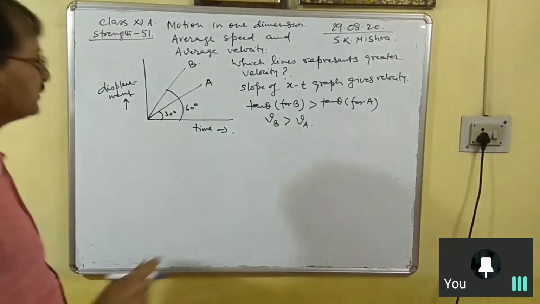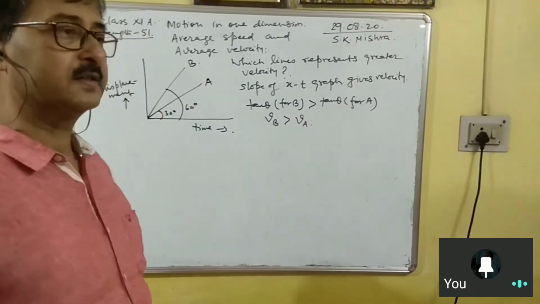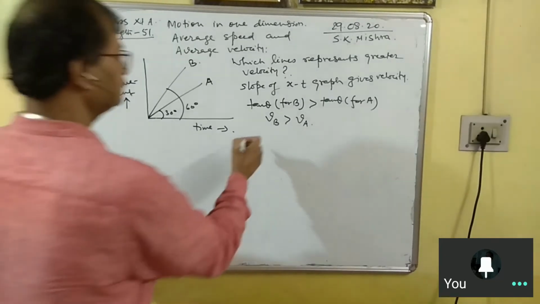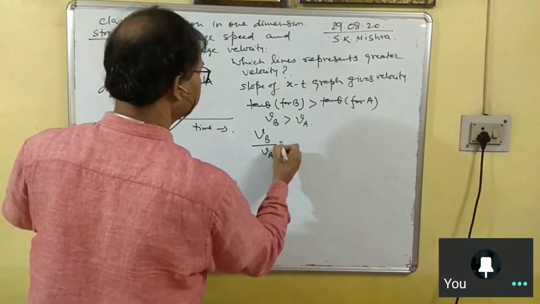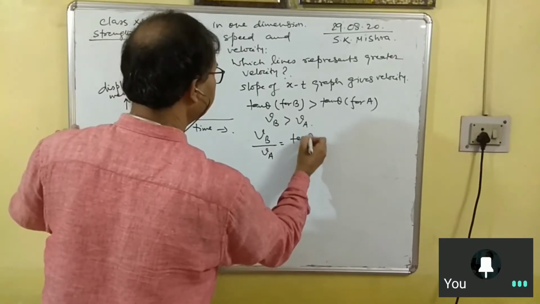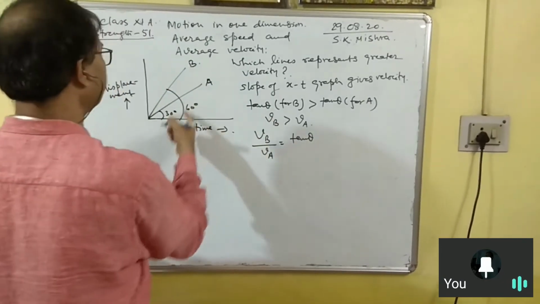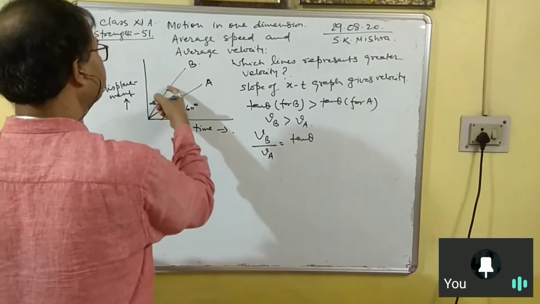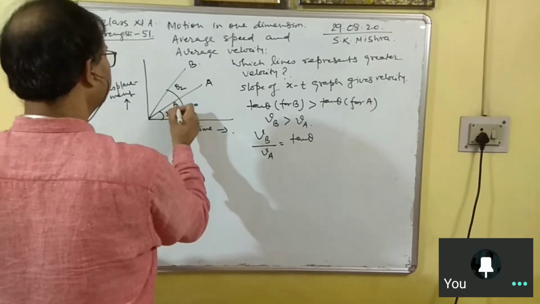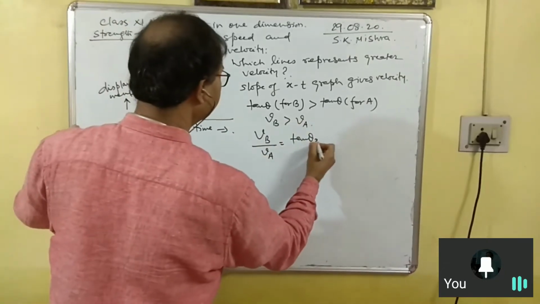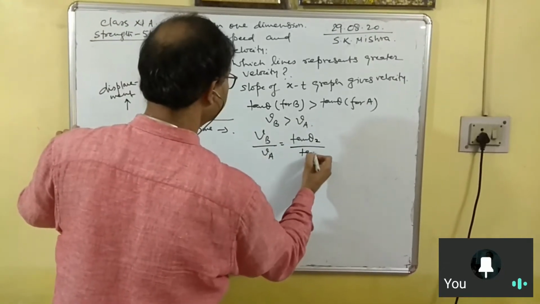If I ask you what is the ratio of the velocity, then how will you find the ratio? That is VB by VA. So then it is tan theta 1. Suppose this angle is theta 1, this angle is theta 2. In that case, it is tan theta 2 by tan theta 1.